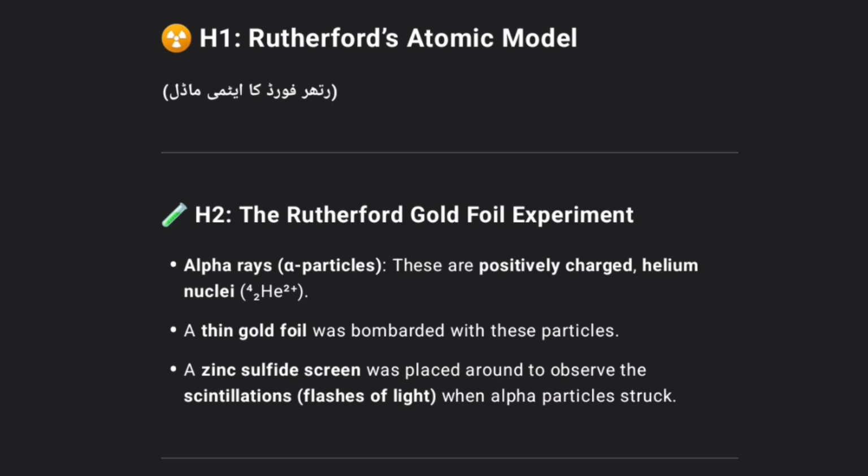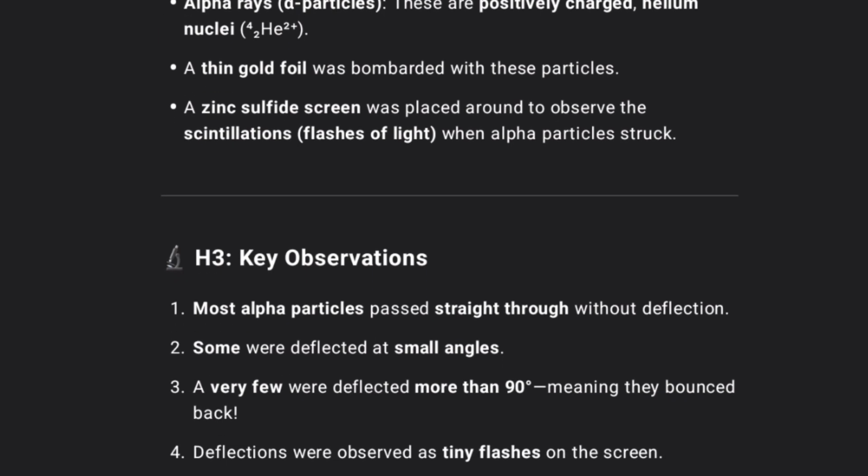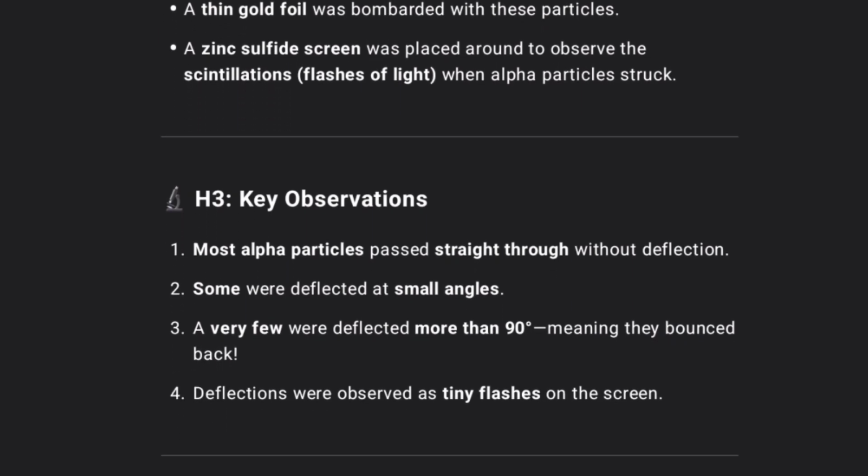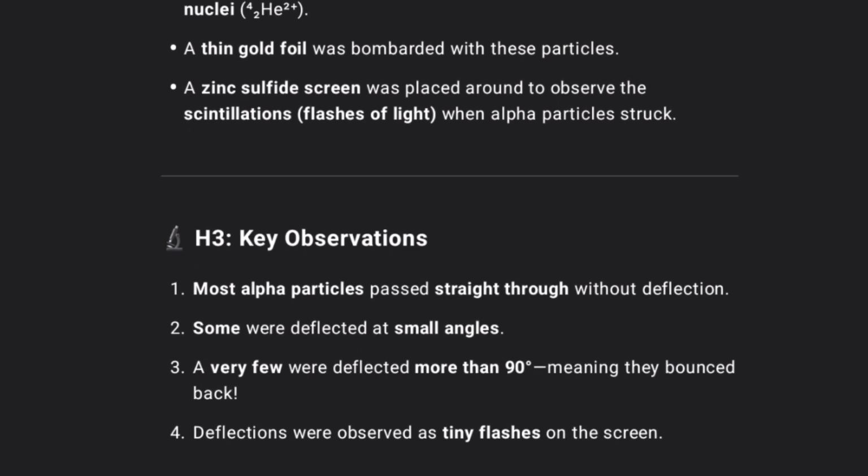The Rutherford gold foil experiment. Alpha particles, which are positively charged helium nuclei, were used to bombard a thin gold foil. A zinc sulfide screen was placed around it to observe scintillations, flashes of light, when alpha particles struck. Key observations: 1. Most alpha particles passed straight through without deflection.